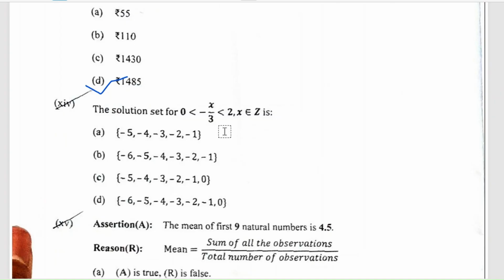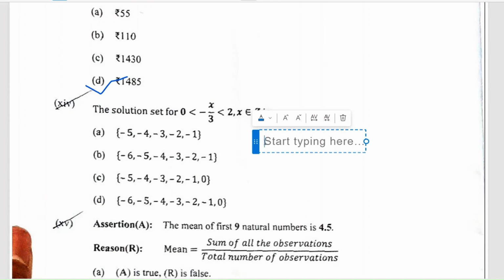0 less than minus x by 3 less than 2, x belongs to Z. 0 less than minus x by 3 means 3 into 0 is 0, so 0 less than minus x. Now multiplying by minus on both sides, the sign will change. That means 0 greater than x, so x is less than 0.